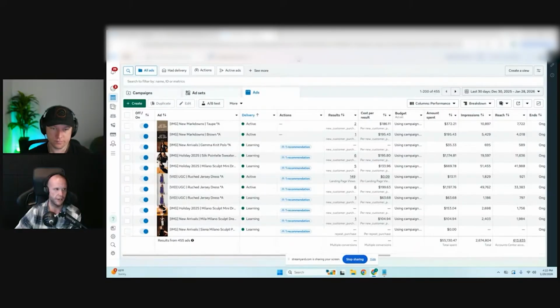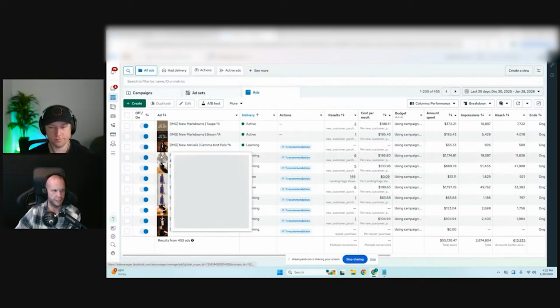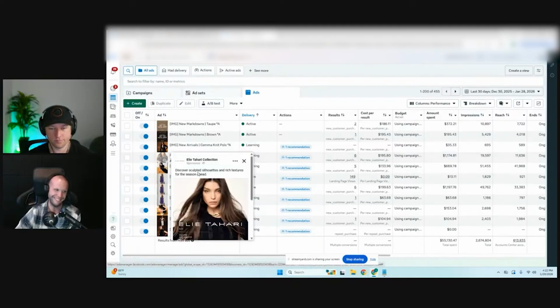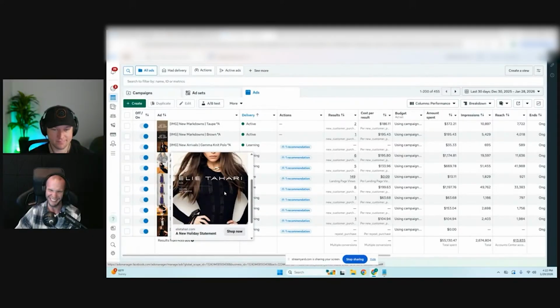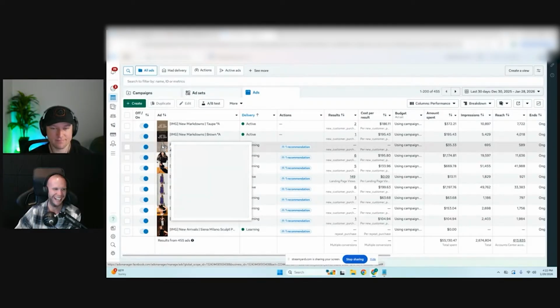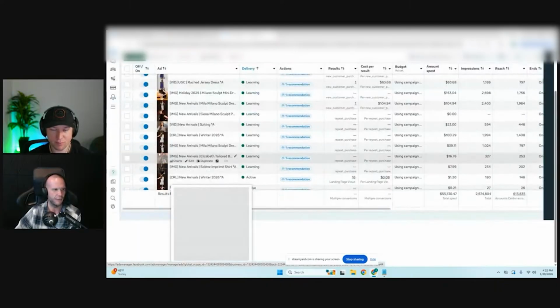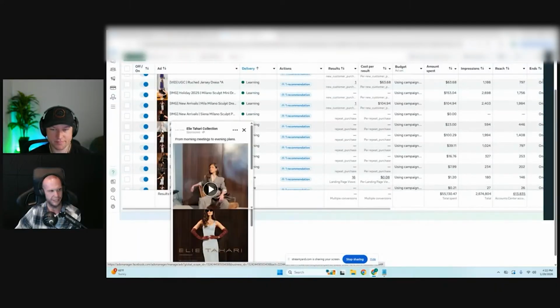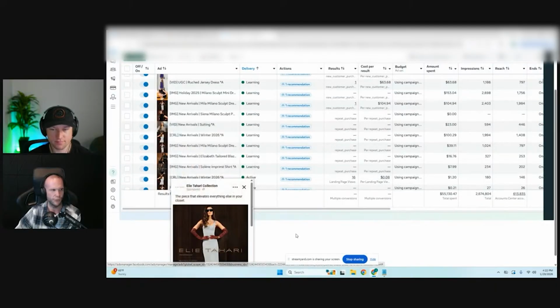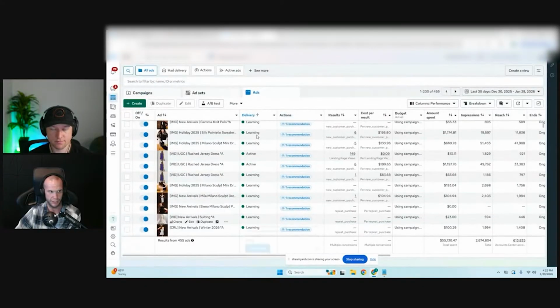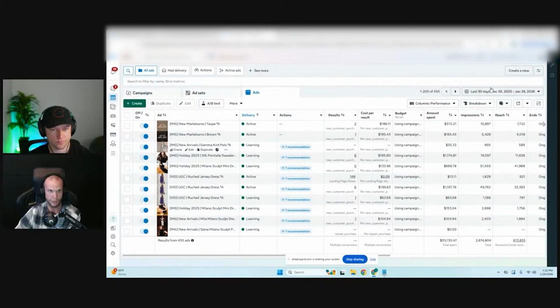The problem is Ellie Tahari is for old people. Unfortunately, you're talking about $400, $500, $600 pantsuits. So that one is kind of hard to. Well, that was the old brand. Yeah, there were some older style pantsuits. Now all of the stuff that we're seeing here, that's in learning, is all of our new creative.